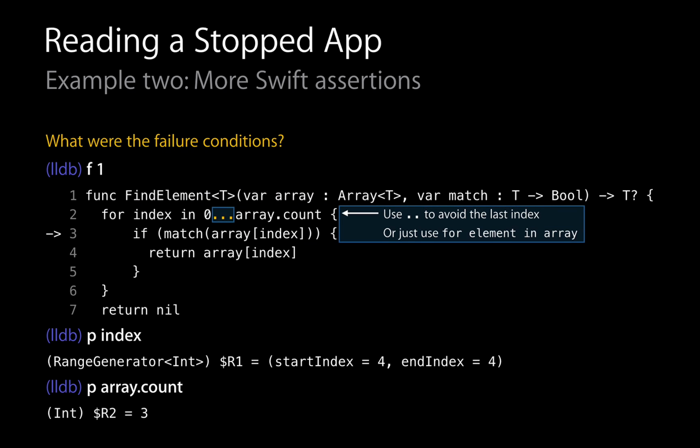Not quite. So here we have a case of misuse of the closed range operator. We shouldn't have used the closed range operator. We should at least have only used the half-open range operator because, of course, the indexes of an array start with 0. So they end at count - 1 instead of count. But the real answer here is we shouldn't have been using the index at all. We should have just been using for element in array and let Swift handle all the details of the indexing for us.